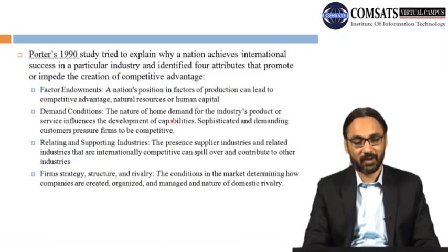The next one is demand conditions, and within the market, related and supporting industries. If the related industries are available within the market, then overall trade will increase. The last one is firm strategy, structure and rivalry. These are the four different factors that Porter proposed, and these four attributes promote or impede the competitive advantage of firms in international business.